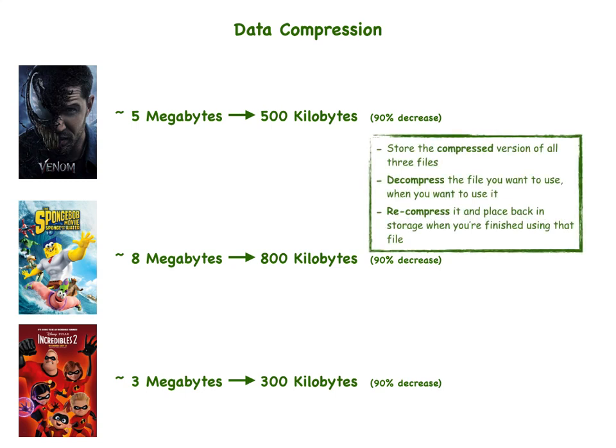What data compression would do is store the compressed version of these 3 files in memory, not the full version, then decompress the file you want to use, and only that file, only when you want to watch that movie. Then when you're finished watching that movie, it'll recompress it back into its smaller state and put it back in storage.